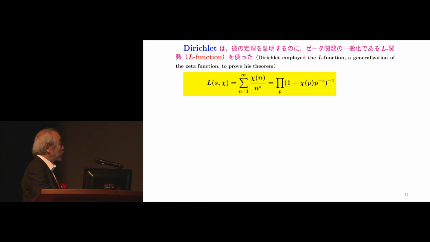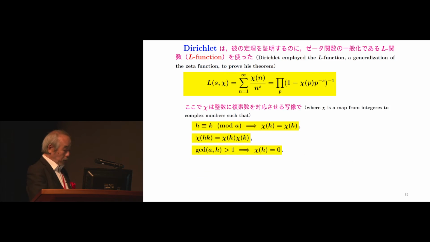Then what did Dirichlet prove? He employed the following function as a generalization of the zeta function in order to prove his theorem. The denominator used to be n in the zeta function, but now chi(n) is placed in the numerator to get the summation. Here, chi is called the character of Dirichlet, and it has the following nature.